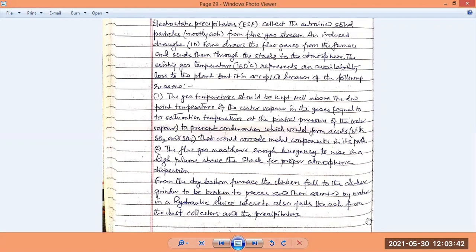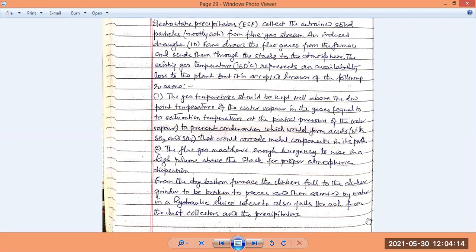The flue gas must have enough buoyancy to rise in a high plume above the stack for proper atmospheric dispersion. So the flue gas, which is generated after the fuel's burning, should have enough buoyancy so that it can move up, and through this stack it goes to the atmosphere itself.